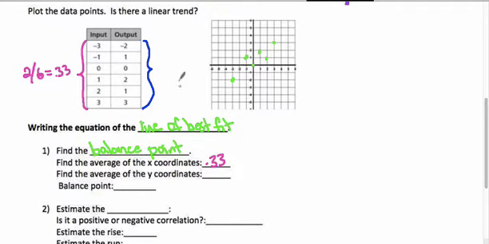When I added them up, I got 5. Divide by the number of numbers, 6, and my mean for the y coordinates is 0.83. And I'm just going to leave it right there. So 0.83.